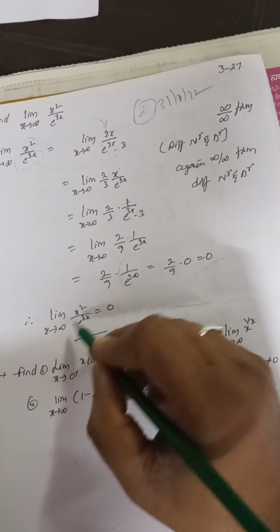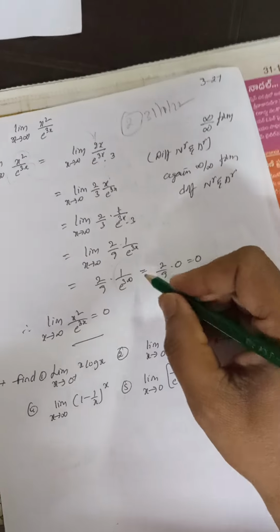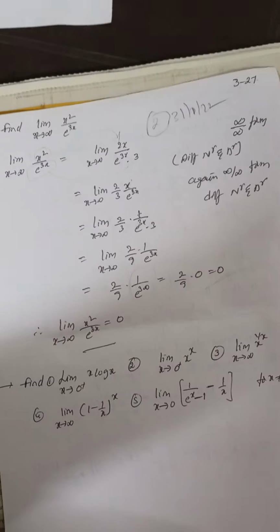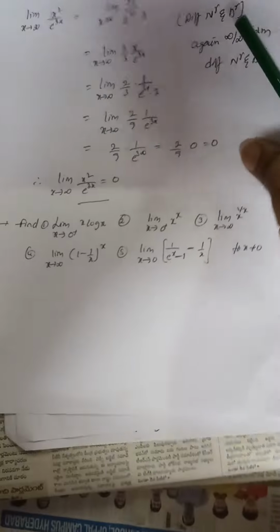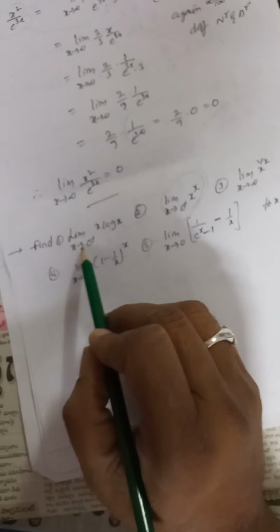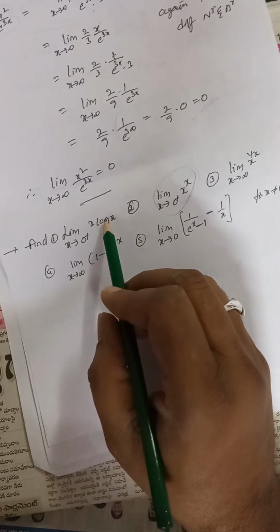Limit x tends to infinity, x square by e power 3x is equal to 0. Now you have to remember, e power 0 is equal to 1. E power infinity is infinity. Right? The next one. So this one is already done. Now please try to solve this problem only. Limit x tends to 0, x log x, please try to solve this one, right?